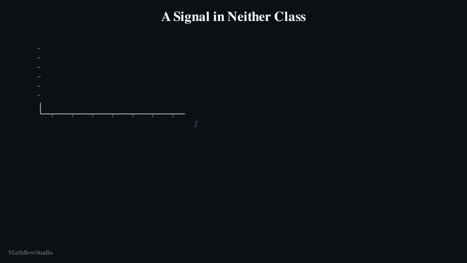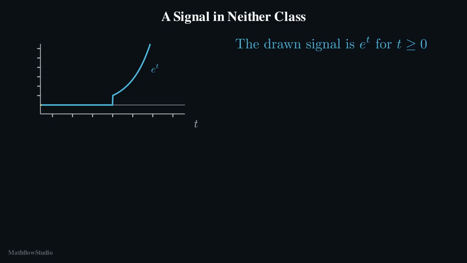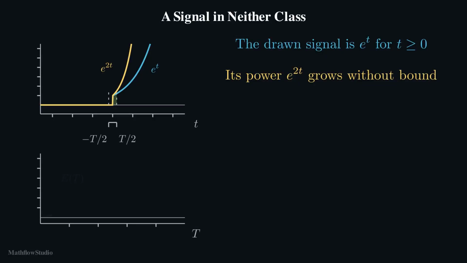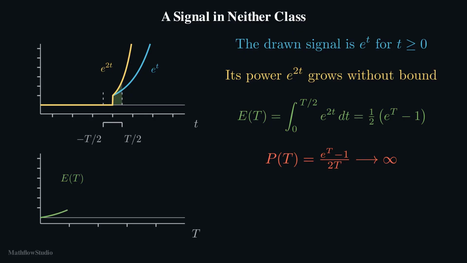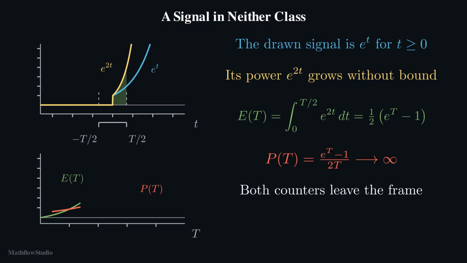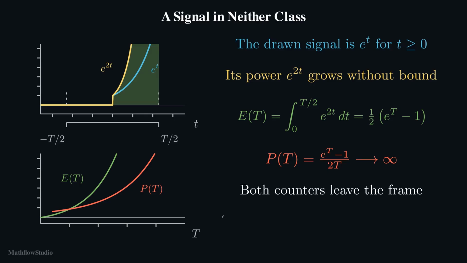A third signal grows instead of decaying, and it is 0 before the origin. Squaring it gives a curve that climbs out of the picture even sooner. The window energy is again an exact integral, and it grows as fast as the signal did. Dividing by the width slows the climb, and it does not stop it. Widening the window sends both counters out of the top of the picture. Neither quantity is finite, so this signal is neither an energy signal nor a power signal.